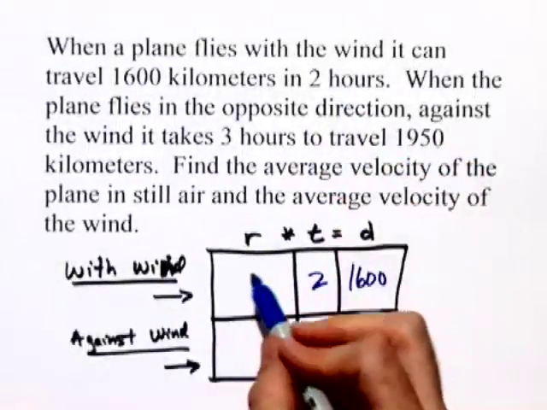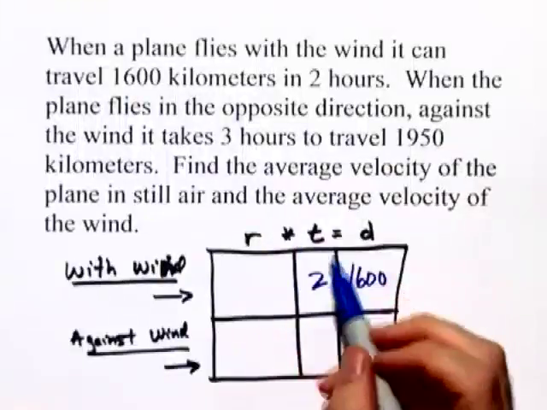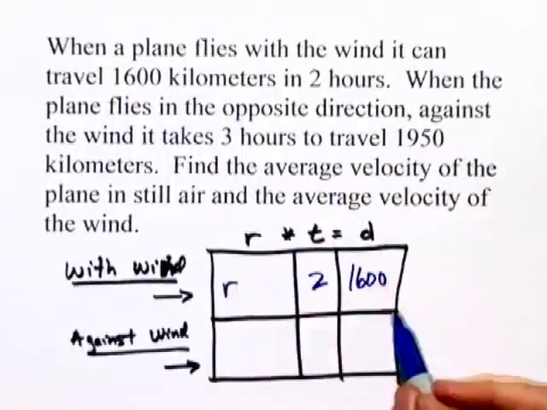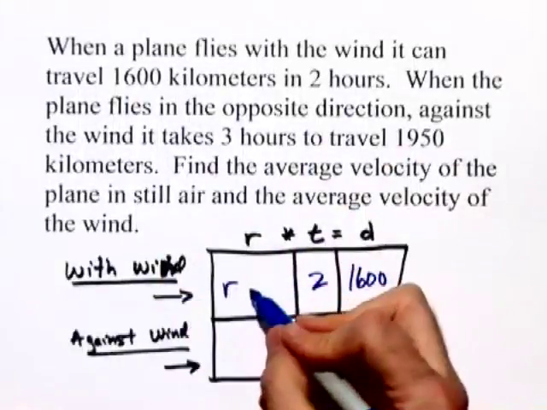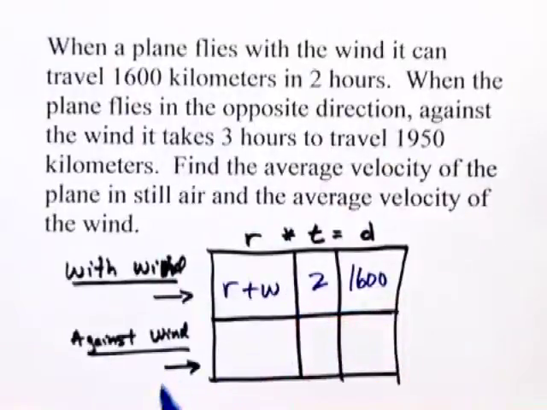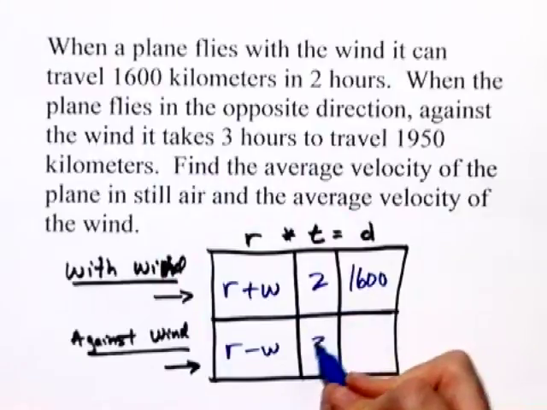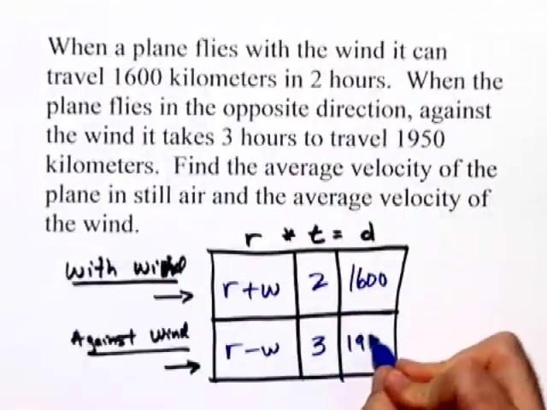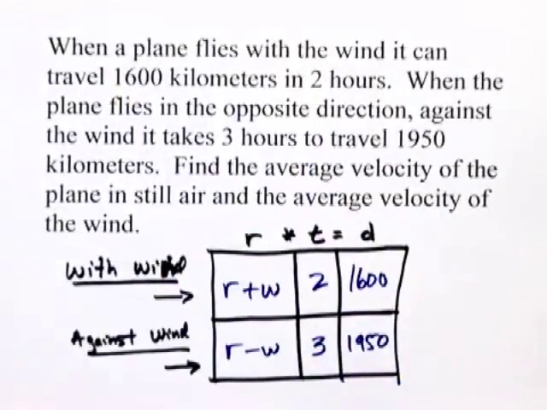However, when it's going with the wind, it's got its own speed, which we'll call r, plus the speed of the wind pushing it, r plus w. When it's going against the wind, it's got the speed of the plane minus the wind, since the wind is cutting into its speed. In this case, since it's going against the wind, it takes longer, in this case 3 hours, to go 1,950 kilometers.